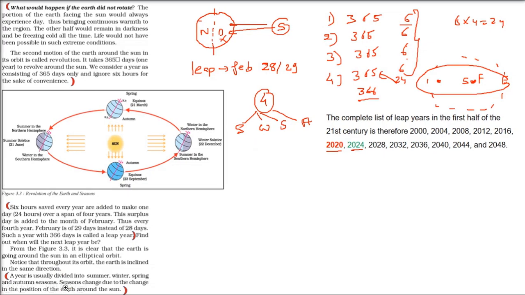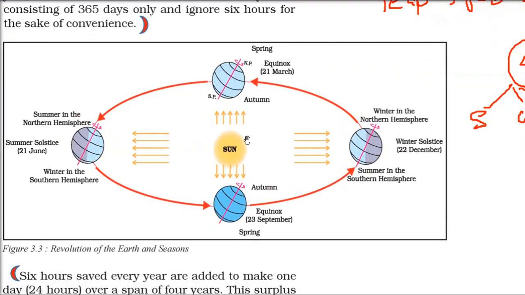So how do we get these seasons? Here is the sun. It is giving different intensity of energy because of the tilt of the earth. Now just watch carefully. Earth is tilted, so the northern part gets more sunlight. So here, in the northern hemisphere, you get summer.